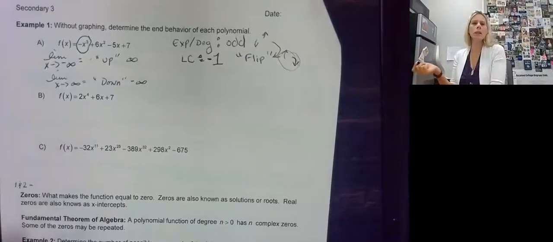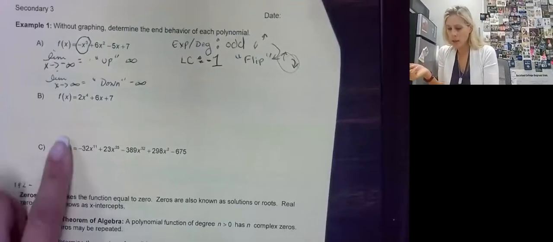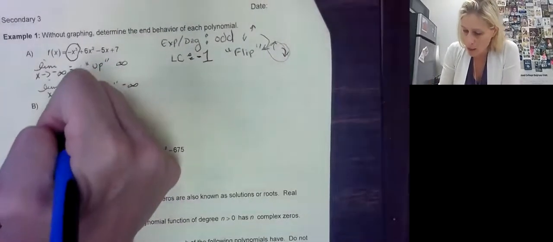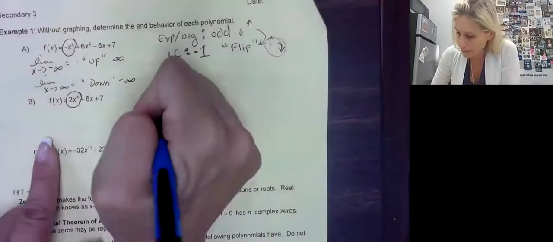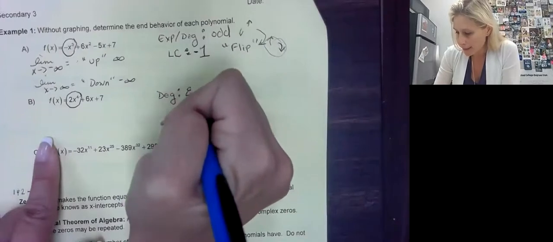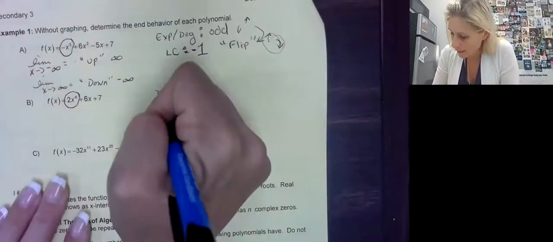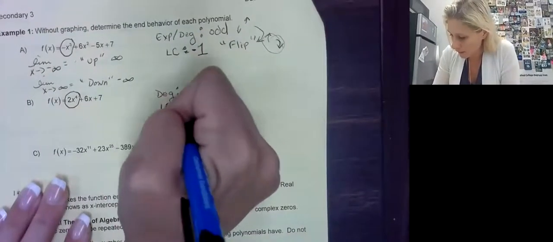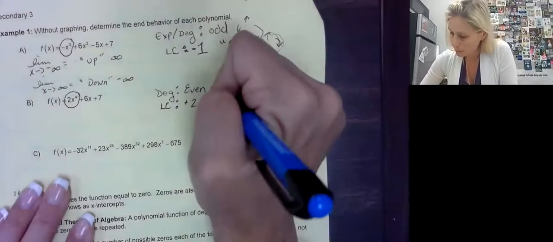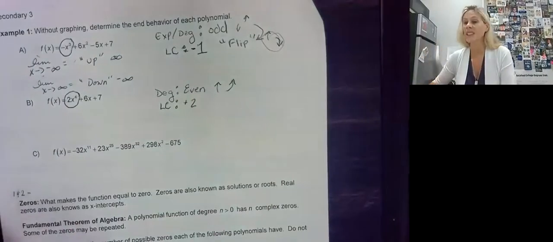f of x equals 2x to the fourth plus 6x plus 7. Let's look at this. Is it in standard form? Yes, it is. So I look at the leading term. Our degree is 4. 4 is what kind of number? It is even. So that means it's both going up or both going down. And then the leading coefficient is a +2. So we keep it the same, which means up. Remember, I said start up and then only flip if the leading coefficient is negative.